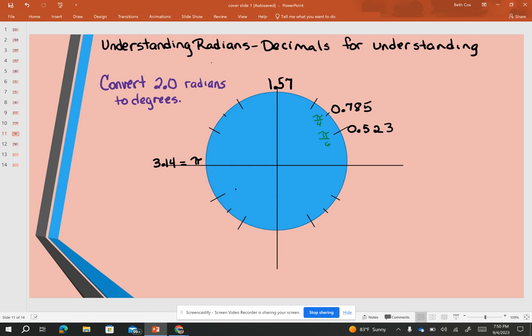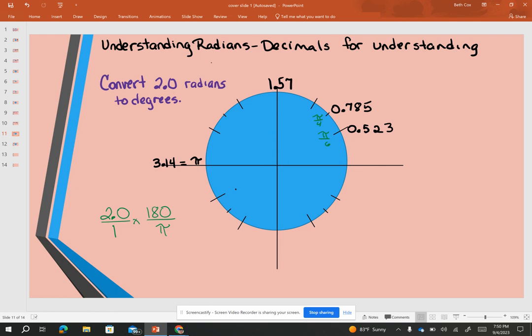2 doesn't seem like it's a fraction, but 2.0 radians, or just 2, should be over here in the second quadrant somewhere. We're going to convert 2 radians to degrees. So again, we're going to do the same thing we did before. Don't need this 0.0. But I'm going to multiply it by 180 over pi. Now the pi's don't officially cancel. I'm going to actually have to do the decimal on my calculator.